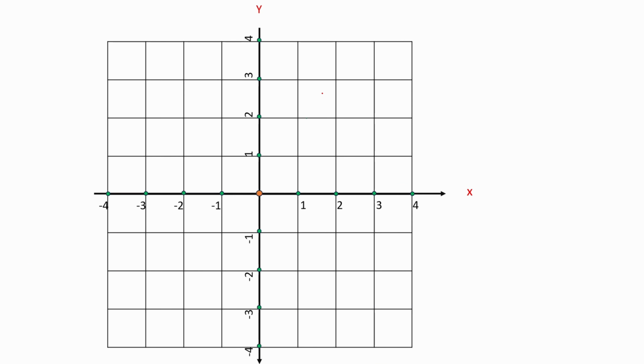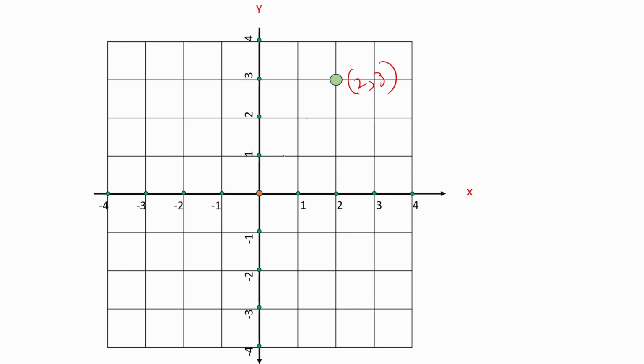Now let's see how we can represent a point in a 2D Cartesian plane. This here is a 2D Cartesian plane, and let's say we have a point here, and as you can see, the x coordinate of this point is 2 and the y coordinate of this point is 3, and this is how we can represent a point in a Cartesian plane using its x and y coordinates.